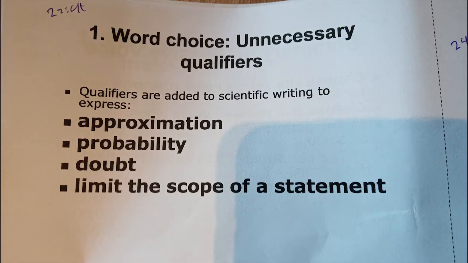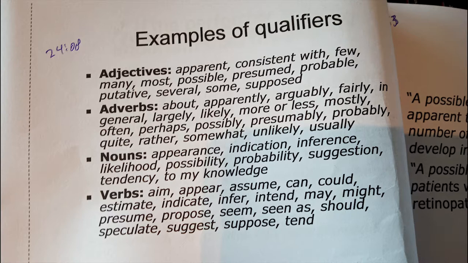Now, I have a list of hedging words. These are great words. And please remember this list, because when you are writing your discussion and you don't know 100% if it's true, then you need to use one of these words. For example, an adjective, apparent. Apparent means it appeared to me, but maybe not to you, right? I don't know for sure. Consistent with means approximately, but not exactly, right? Or most, possible, presumed, probable, several, some, supposed. Or an adverb. About, apparently, arguably, fairly, in general, perhaps, possibly, presumably, probably, quite, rather, or a noun.